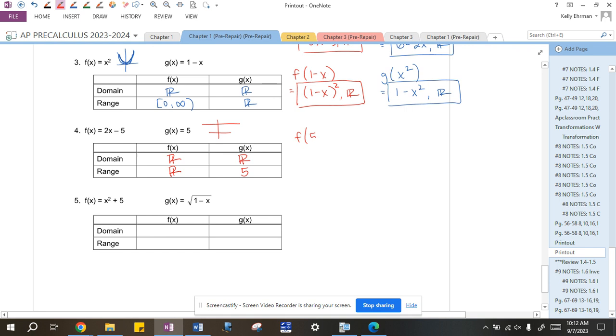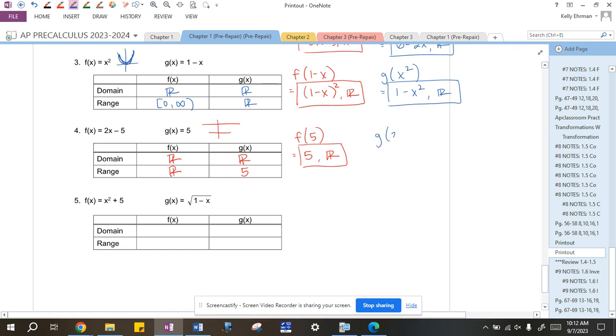F of g of x is really just f of 5. 2 times 5 is 10, minus 5 is 5. No restrictions for that. You can write all reals if you want to. Might as well. Even though that's an evaluation piece, this is still our function. So that's still what it would look like.